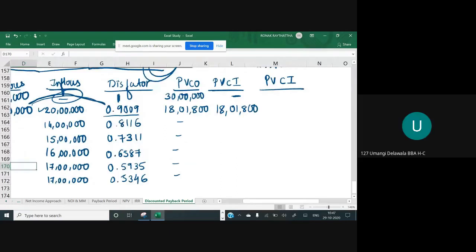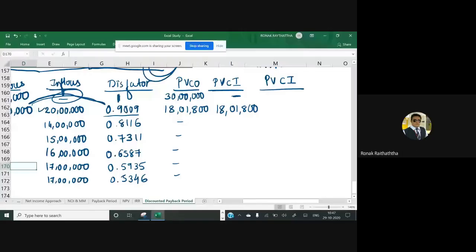11 lakh 36,240. Good. Next one, 10 lakh 96,800. Good. Next one, 10 lakh 53,920. Sorry, 920.